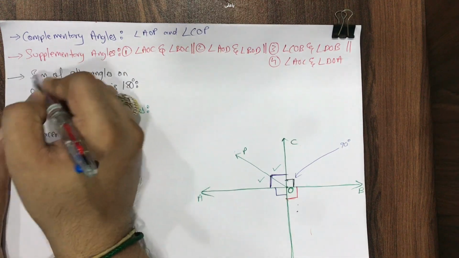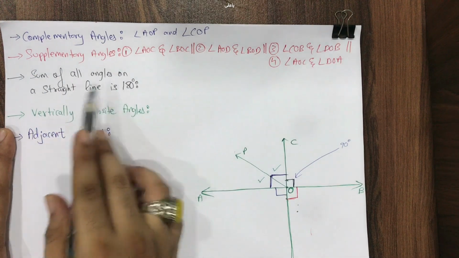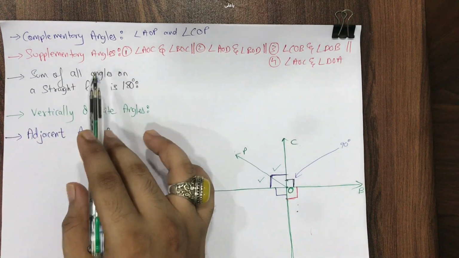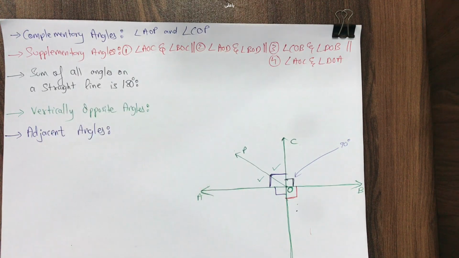Next, students, now I will say this property which I have written over here is exactly the same. They both are exactly the same. Sum of all angles on a straight line is 180 degrees. They both are related to each other. Okay, sum of all the angles on a straight line is 180 degrees. I'll just highlight over here.